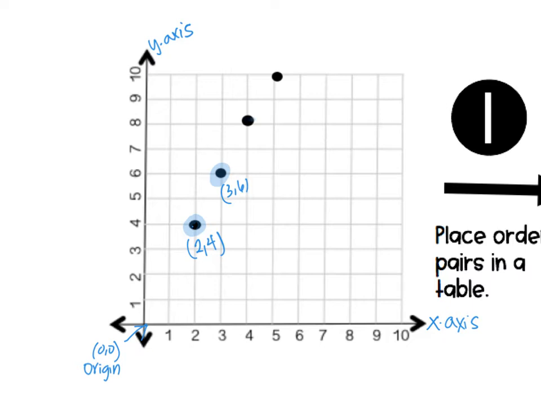We're going to move on to the next one. To get there, we started at the origin, we walked 4 on our x-axis, and jumped 8. So we have 4, 8. And now let's label our last one. We start at the origin, we walked 5 and jumped 10. So we have 5, 10.